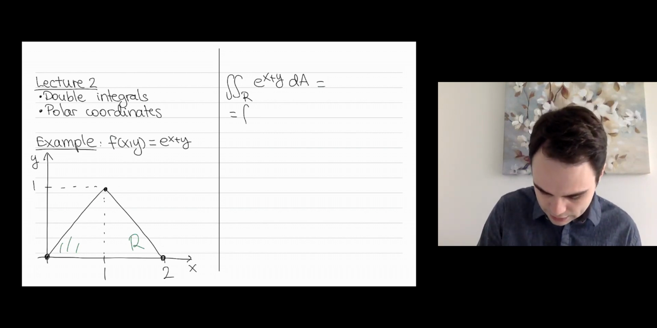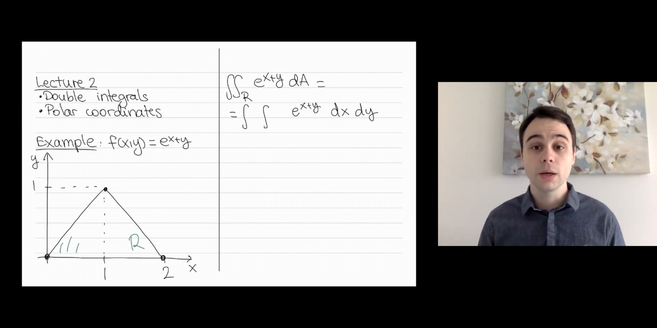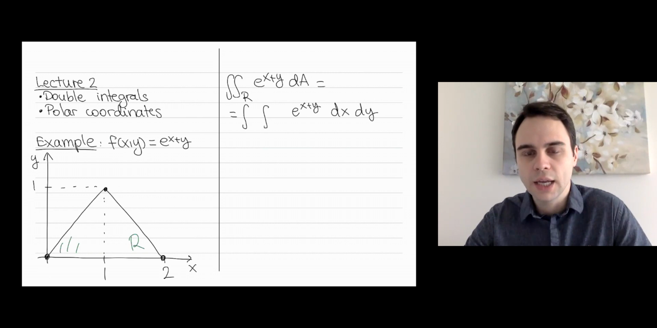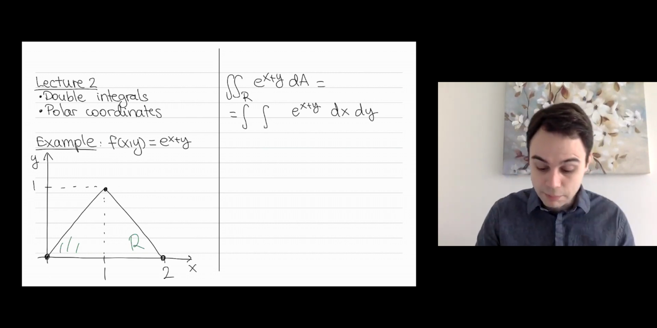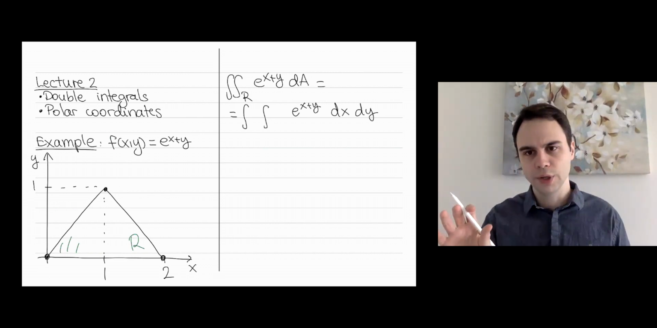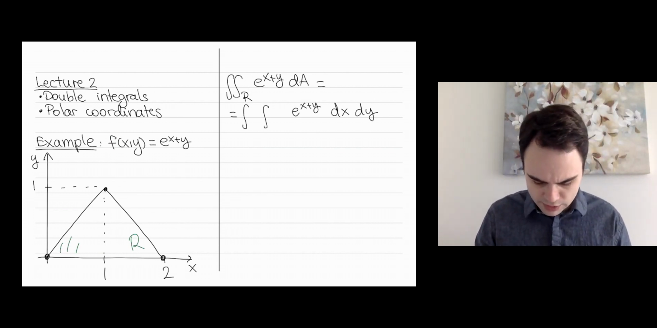Let me give myself a little bit more room. Let's set this up in the order dx dy. We can do the integral in any order we wish, and the result doesn't depend on the order. But the bounds that we use depend on whether we have dx dy or dy dx. So let's work the bounds out in this example.